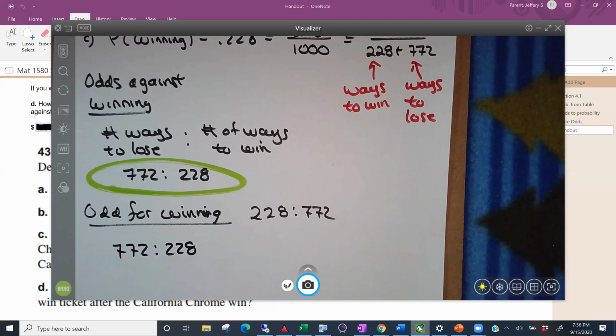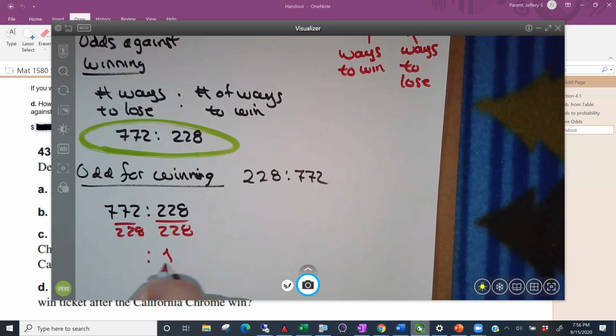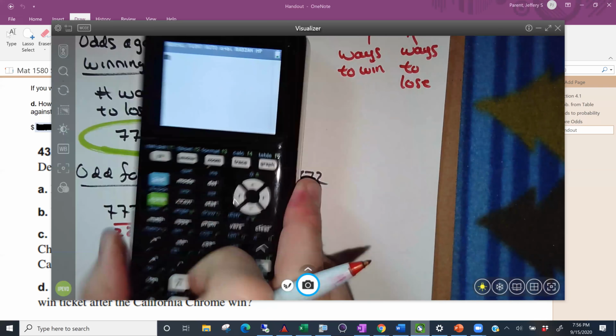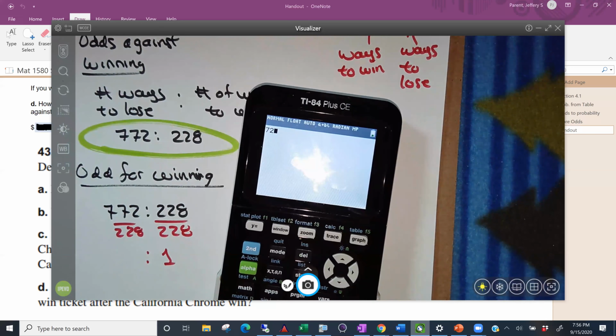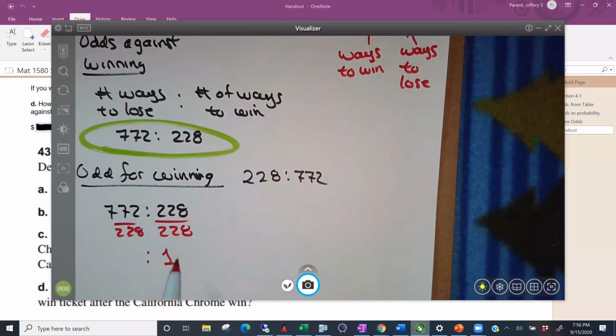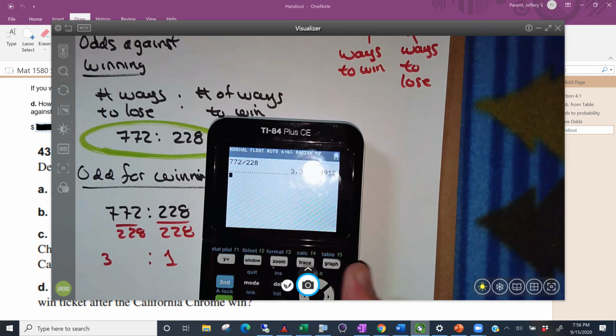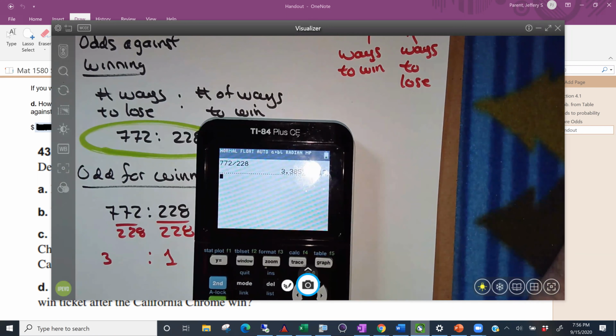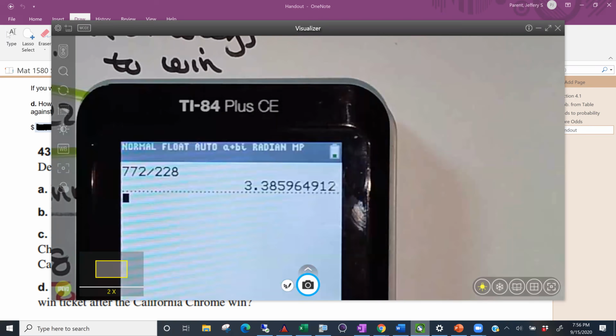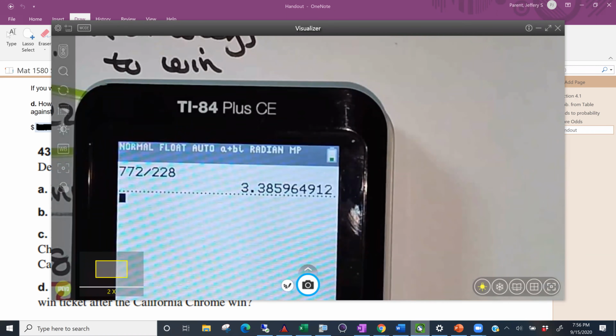Divide by 228. Yep. So I'm going to divide each of those by 228. And on the one side, I'm going to get $1. And the other side, I'm going to get something like 3.4, 3.5. 3.385. Thank you. 772 divided by 228. So it's telling me for every dollar bet, I should win back $3.38, 39 cents. There we go. So 3.386, we'll call it.